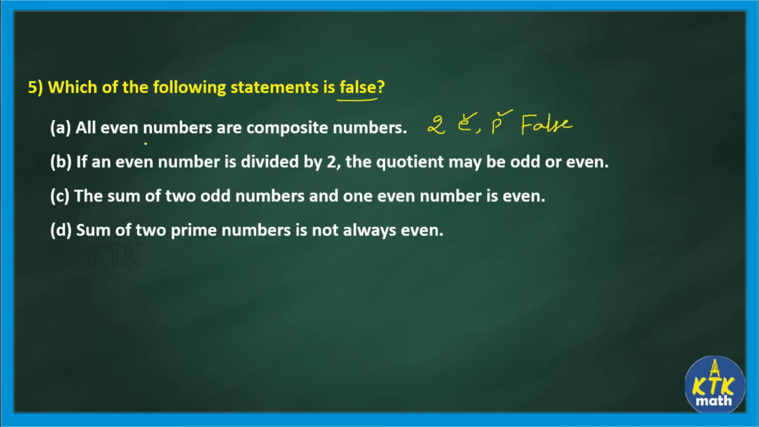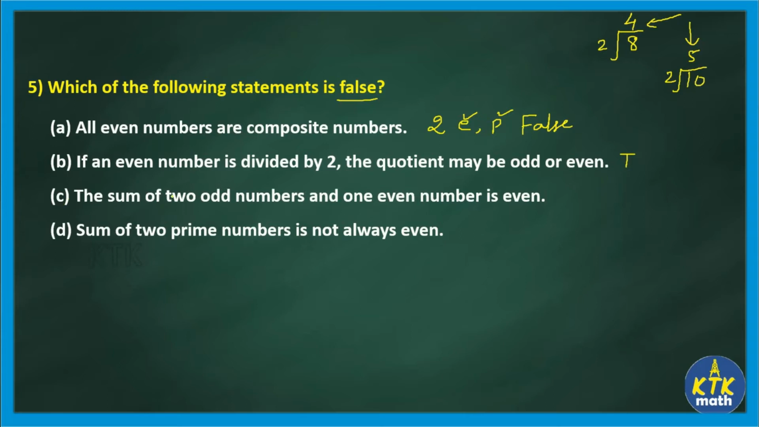I'm saying if an even number is divided by 2, the quotient may be odd or even. Yeah, it's true only. So when I'm dividing 8 divided by 2, you will get an even number. Or if I'm dividing 10 divided by 2, you will get an odd number. So this can be either even or it may be odd also. So option B is true.